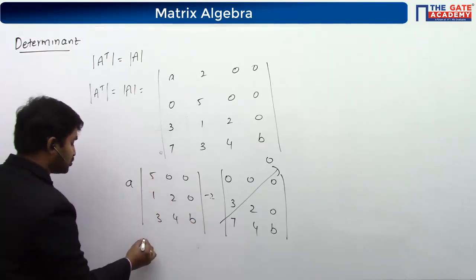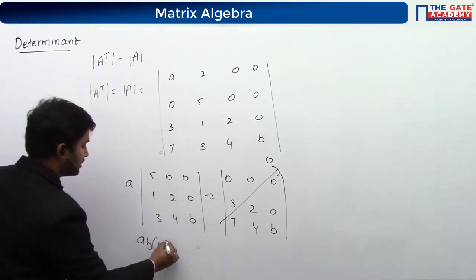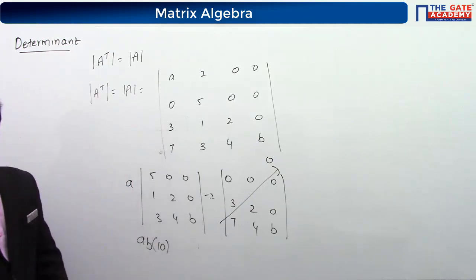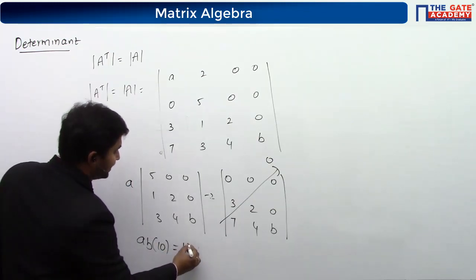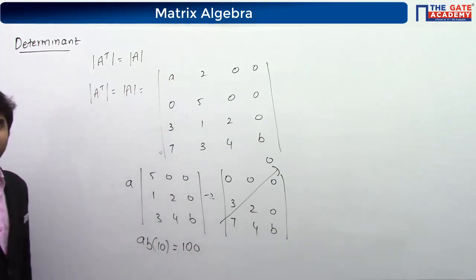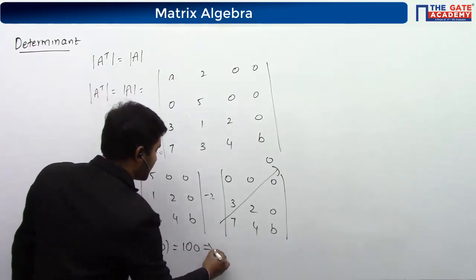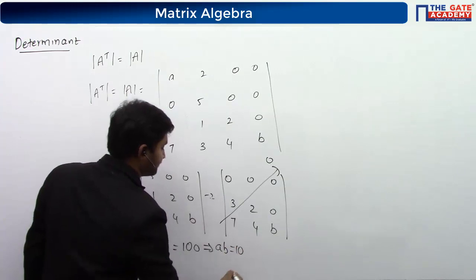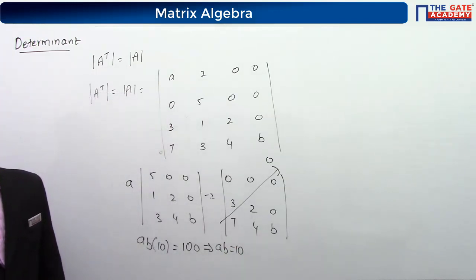So I haven't done much. So AB multiplied by 10 is the determinant of A, which is equal to the mod of 100 as given in the question, which implies that the value of AB is equal to the mod of 10.